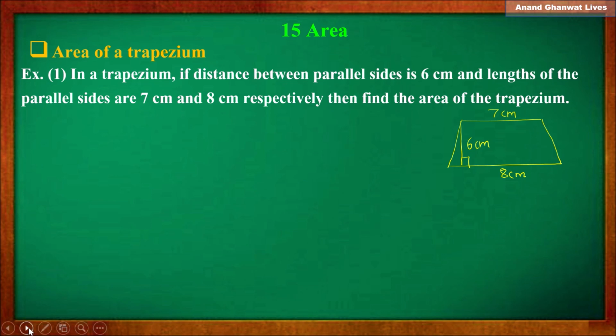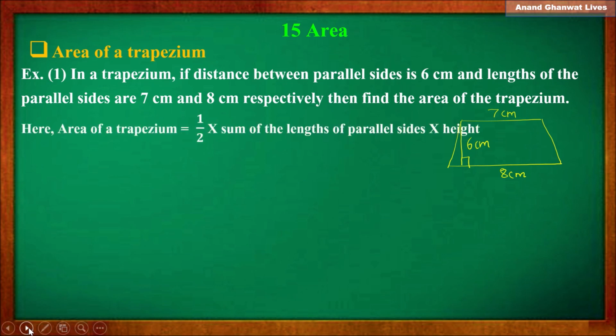So let's now use the formula for area of a trapezium. 1/2 into sum of the lengths of the parallel sides into height. So it is equal to 1/2 into 7 plus 8, and into height, that is 6. So 2 1s are 2 and 2 3s are 6. It is equal to 7 plus 8, that is 15. 15 into 3, that is 45, and the unit of area is square centimeter. So area of given trapezium is 45 square centimeter.